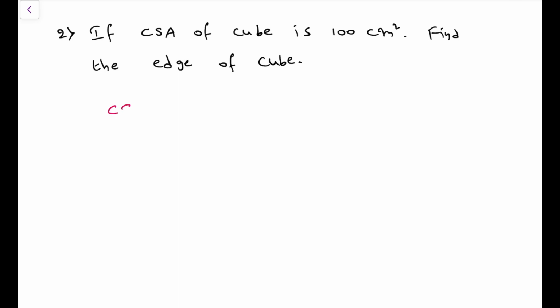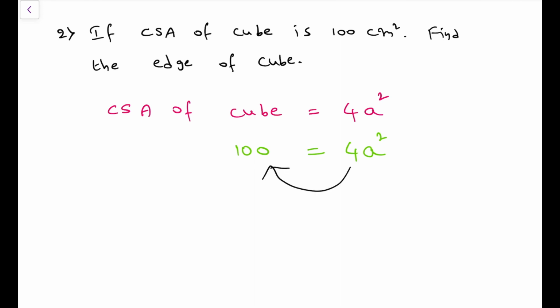So, we know the formula. Curved surface area of a cube is equals to 4a square. Curved surface area of cube is given as 100. So, substitute that: 100 equals 4a square. A value is unknown here. Now, we need to find out the a value. So, take this 4 to the left side. Here, on the right side it is multiplication. If we take it to the other side, it will become division. 100 divided by 4 equals a square. 100 by 4 how much? It is 25.